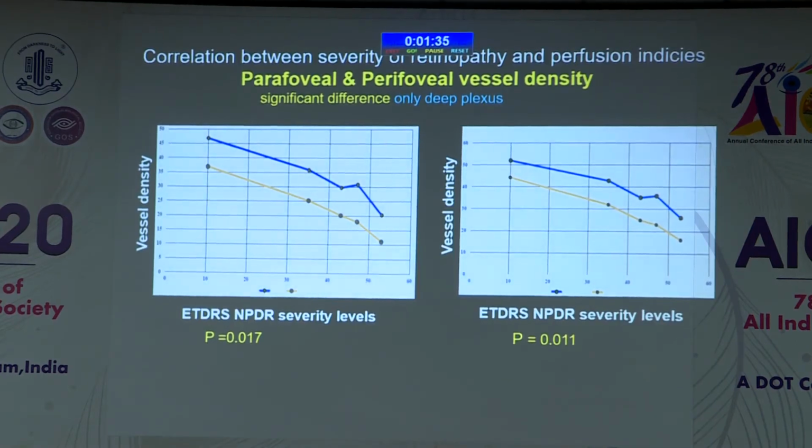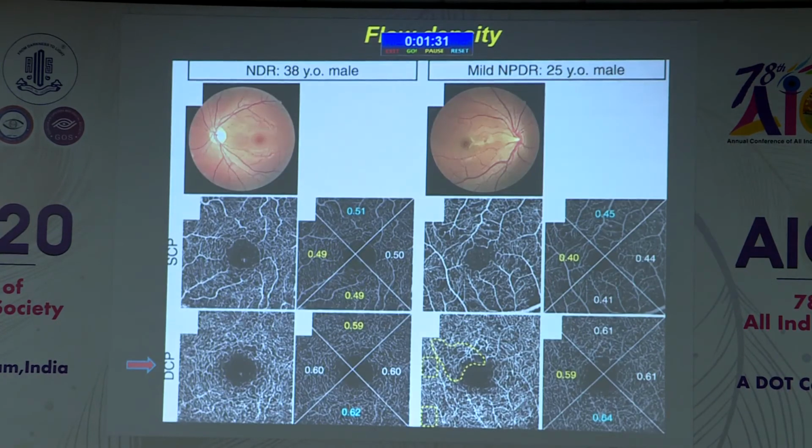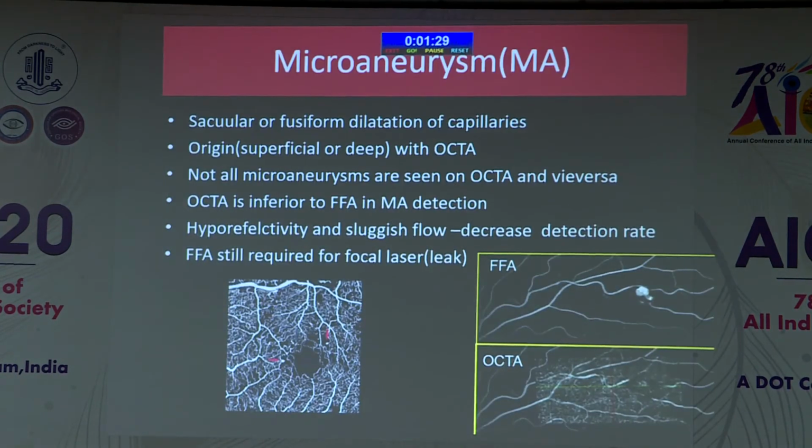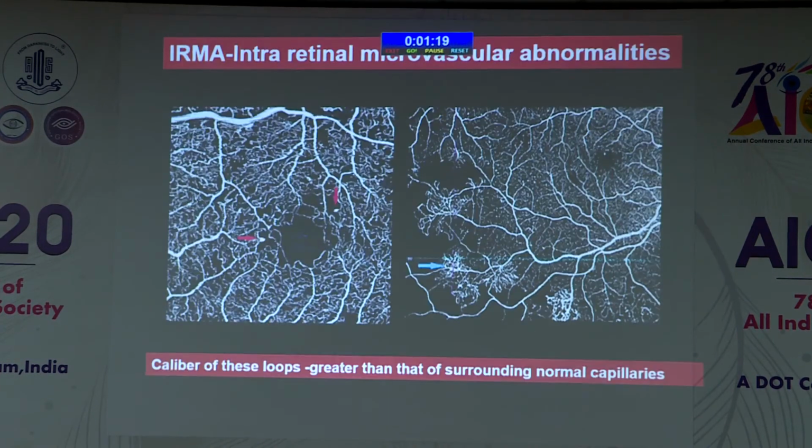You can look at the parafoveal and perifoveal densities also, which also correlate with the severity of the diabetic retinopathy. Coming on to the microaneurysms, obviously they can sometimes be missed on OCT angiography because of the sluggish flow, but you will invariably be able to pick up the microaneurysms on OCT angiography. IRMAs can be picked up. The caliber of the IRMAs is greater than that of the surrounding normal capillaries.